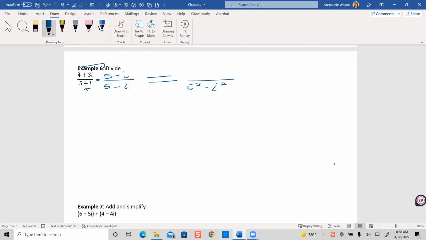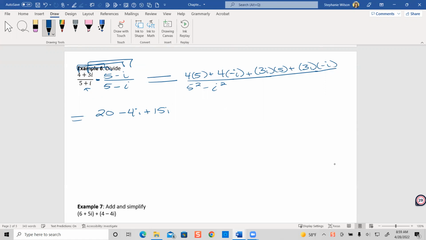So we're going to do the full method: 4 times 5, plus 4 times that negative i, plus 3i times 5, plus 3i times that negative i. All right, now let's clean up. I got 4 times 5, positive 4 times negative i, positive 3i times 5, and then 3i times a negative i, all over 5 squared minus i squared, which is negative 1.